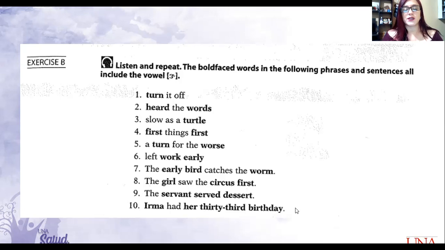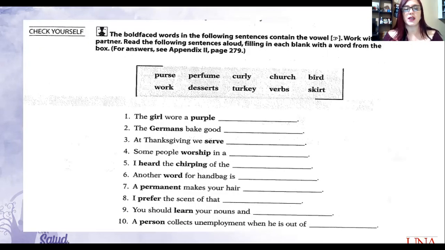Number 10, Irma had her 33rd birthday. Birthday, okay, a common word like birthday, you have to put emphasis on the birth, but also you have the sound again, like a little snake. Remember that? Okay, so please be careful about that.